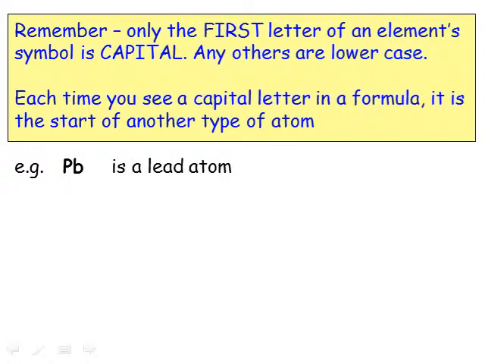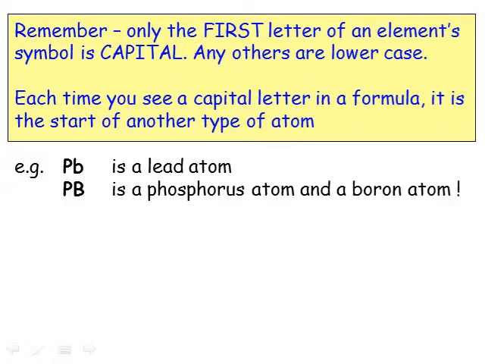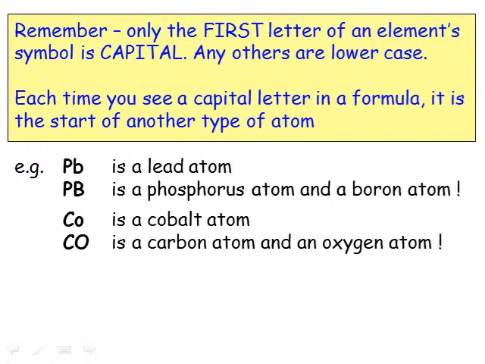For example, if we write capital P and lowercase b, we mean an atom of lead. But if we wrote capital B and capital B, then we mean an atom of phosphorus bonded to an atom of boron. In the same way, capital C lowercase o is the symbol for a cobalt atom, but capital C capital O is the deadly toxic compound carbon monoxide.